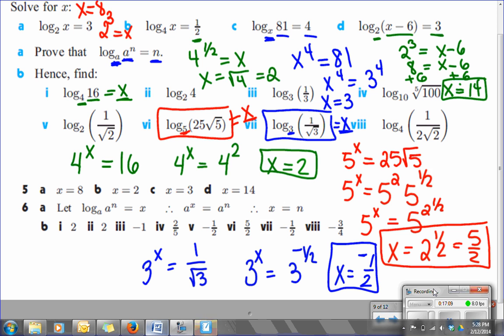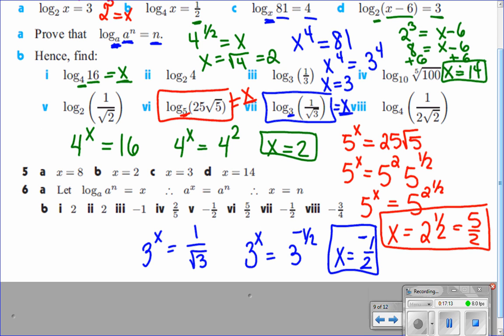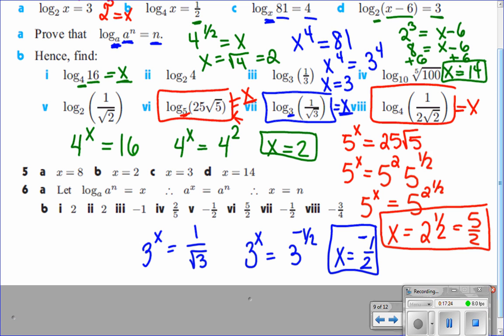Okay, maybe just one more. So this one is just like, well, not exactly, it's similar to this one here. Okay, so number 8, we're going to make this equal to x. Just quickly.